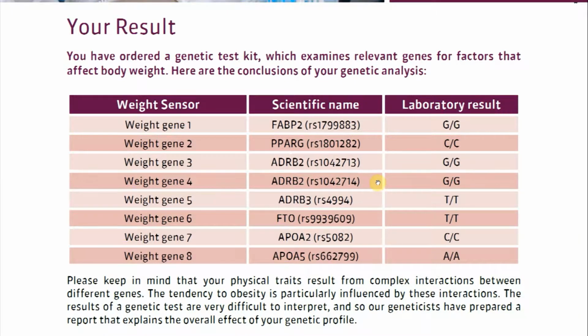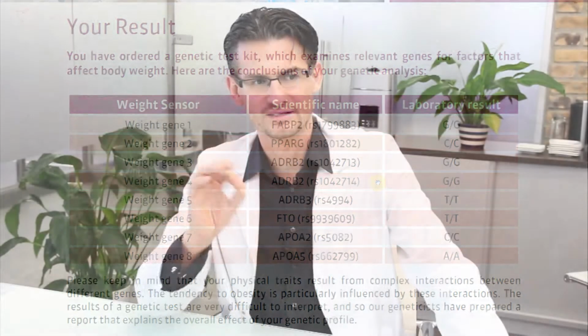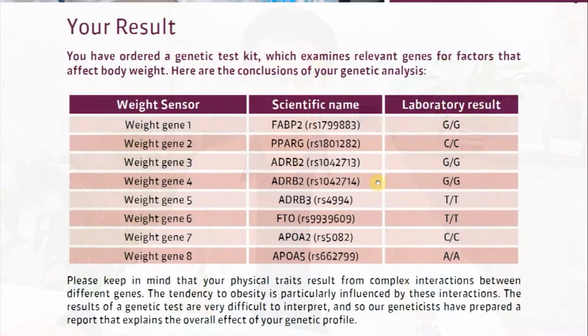And these RS numbers, you can see it as a kind of catalog number which uniquely identifies this one genetic variation that we're testing. And this here is your laboratory result, and that's unique for you. So other people will have a different result here. And basically what it means, the FABP2 gene, of this particular gene, every person has 2 copies, one from his or her father and one from his or her mother.